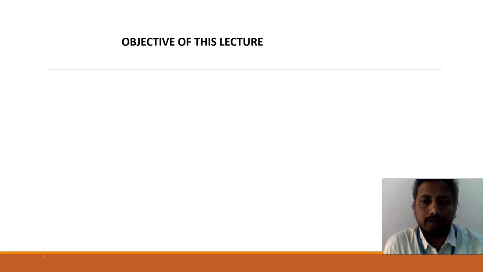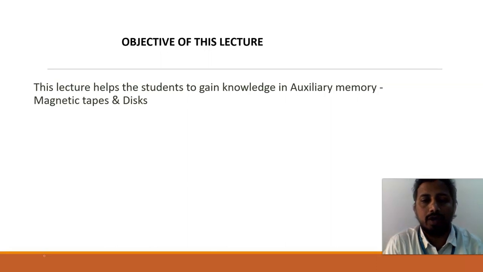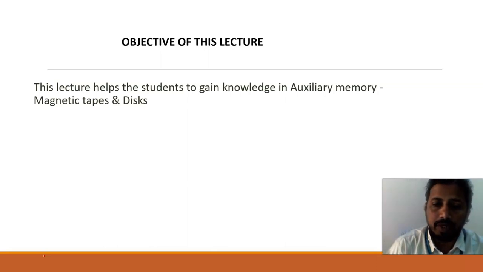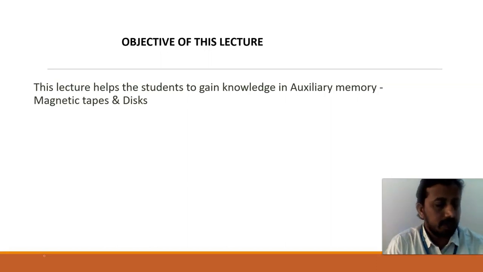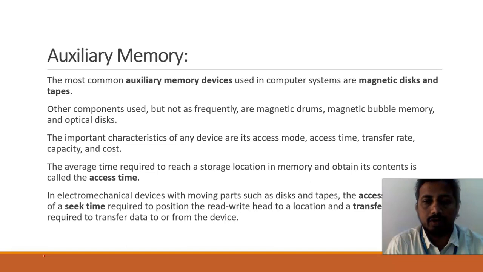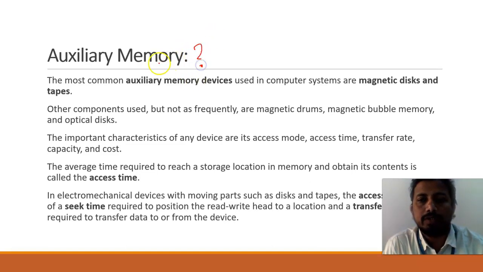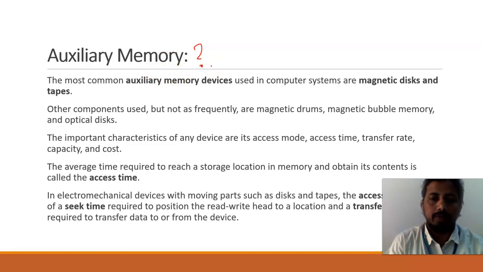So first of all, we'll be going for the objective of this lecture. This lecture would be helping the students to gain knowledge in auxiliary memories, particularly on magnetic tapes and magnetic disk. Coming to the next one, what is an auxiliary memory? First, we'll be having a discussion about what you understand by an auxiliary memory. Why we will be going for auxiliary memory, what is the need of an auxiliary memory, and why an auxiliary memory is needed in a computer system.